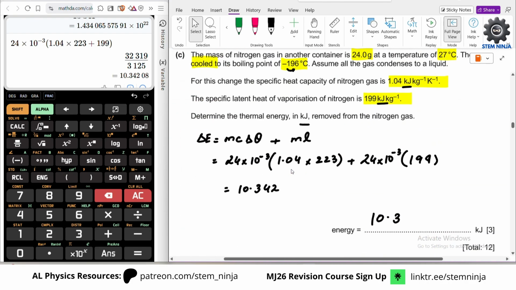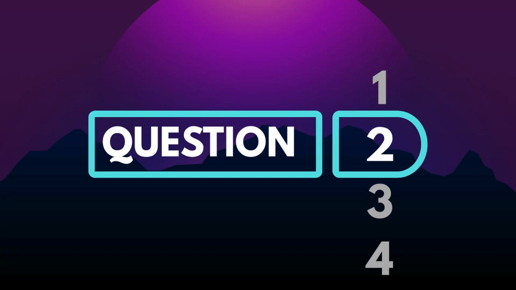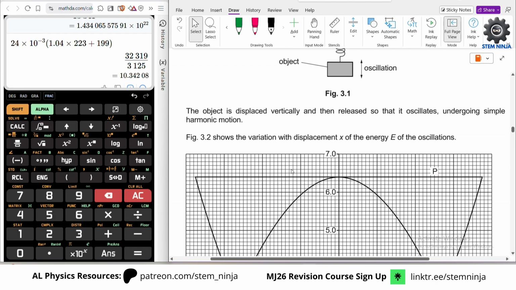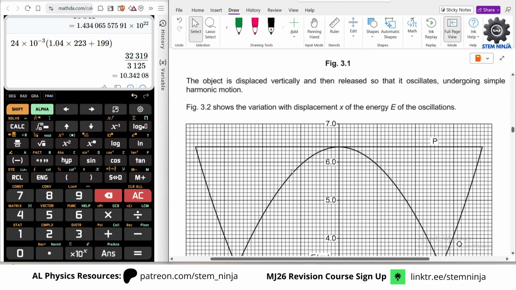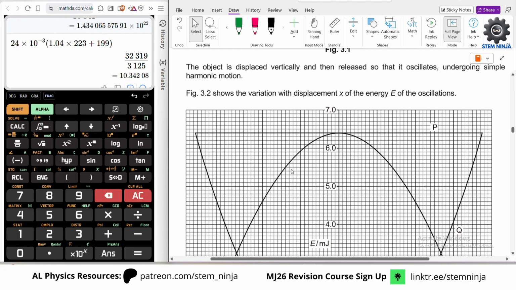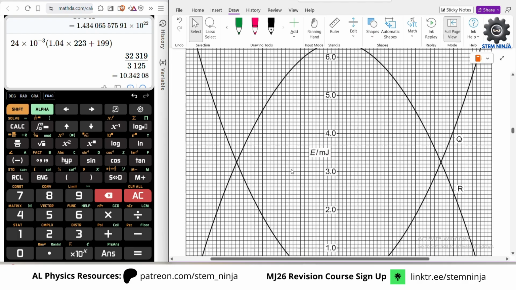Let's move on to question number 3. An object is suspended from a vertical spring as shown in figure 3.1. The object is displaced vertically and then released so that it oscillates, undergoing simple harmonic motion. Figure 3.2 shows the variation of displacement x of the energy E of the oscillations.